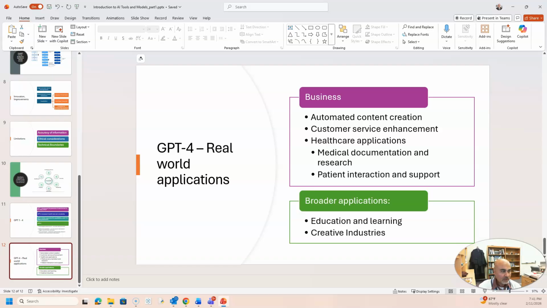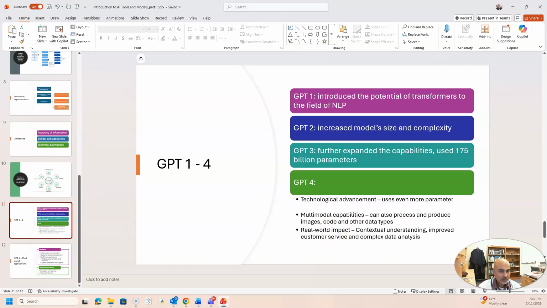Now, we have already talked about the multimodal applications, where it allows you to create visual aids and images other than text. And we already talked about the contextual understanding of GPT. It can remember and reference earlier points in conversation, allowing for more natural and flowing interactions.